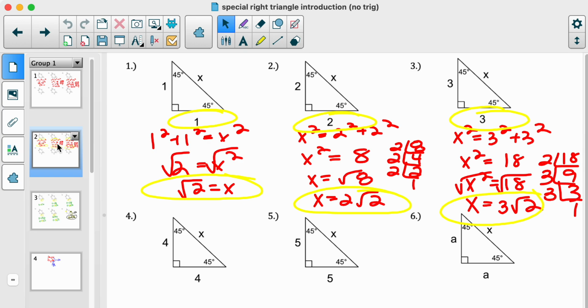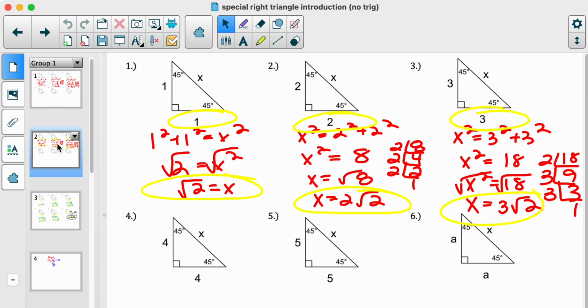Okay? Now in every single one of these problems, you are solving for x, and that's the hypotenuse. So now I want you to look and help me see this pattern from the leg to the hypotenuse. Length of 1, the hypotenuse is square root of 2. Leg is length of 2, the hypotenuse is 2 times the square root of 2. Leg length of 3, the hypotenuse is 3 times the square root of 2. What are you noticing?